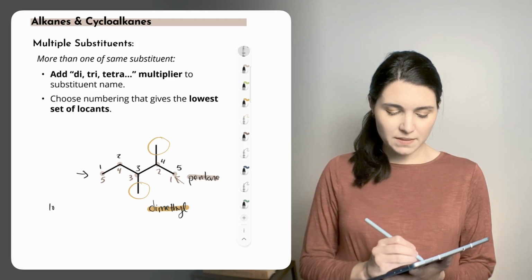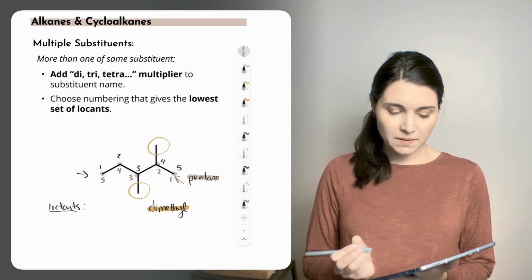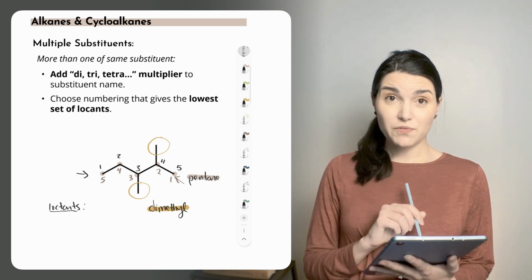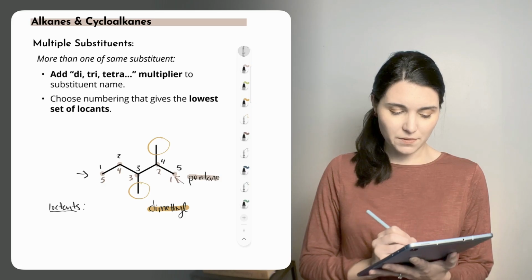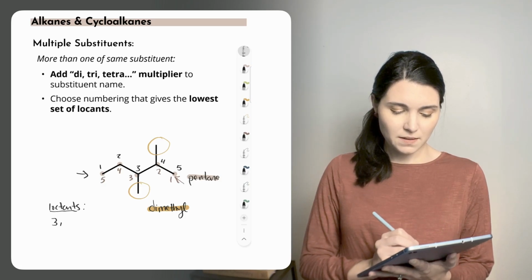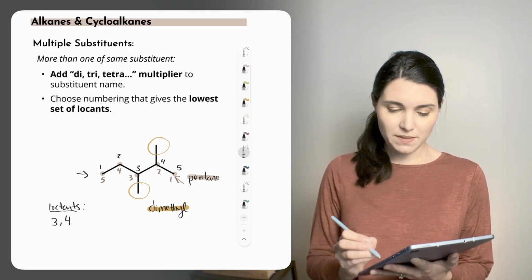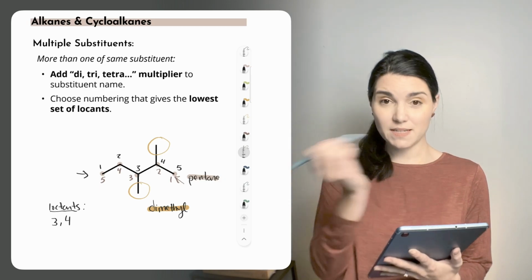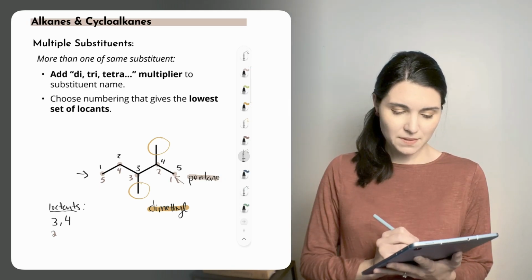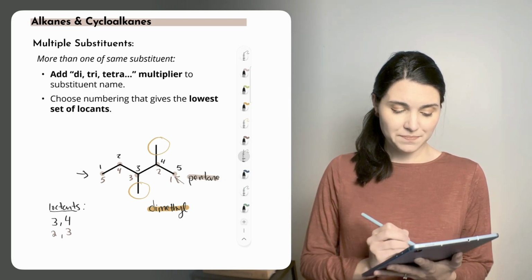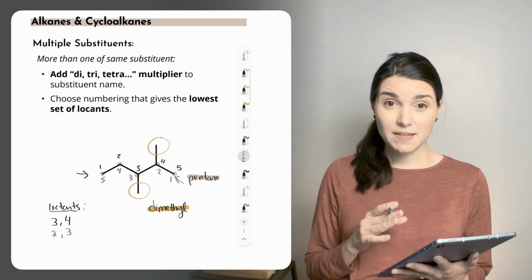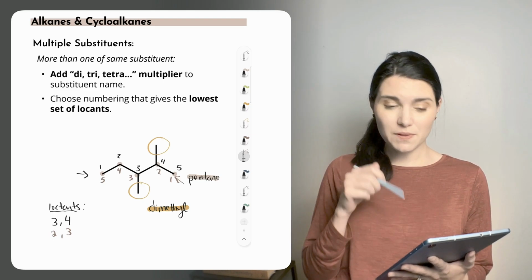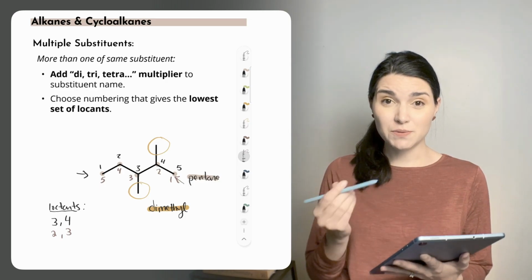So for our locants, let's do a little comparison here. Numbering from the left to the right, we have our methyl groups at 3 and 4. But if we look at the pink numbering from the right to the left, then we get a 2 and a 3. So to decide numbering like this, you're going to look at your locants and you're going to look at the first spot where there's a difference in the numbering and choose the lower number.